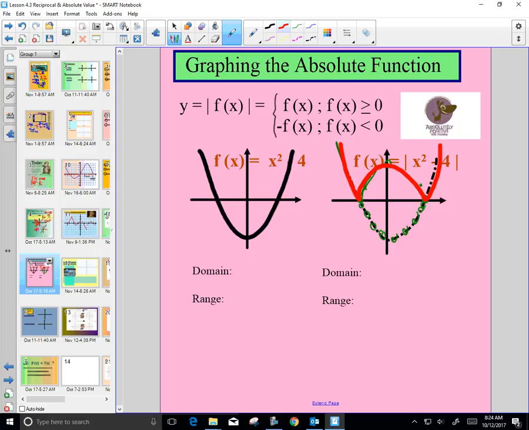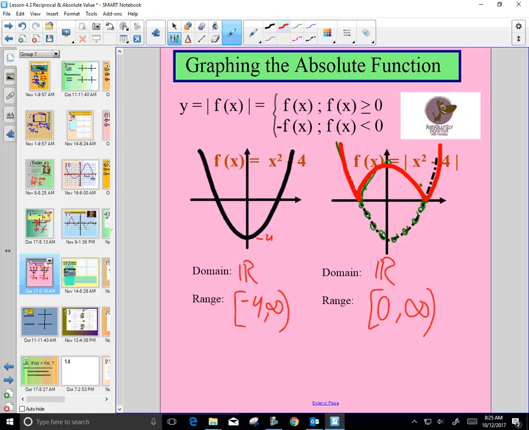Just real quick here, the domain of this one was all real numbers. The range is from what to what? -4 to infinity. What's the domain of this one and the range here? Turn to your neighbor real quick. Tell them what the domain and range of this one is. Did you get all reals? And what's the range? What to infinity? 0, yep.